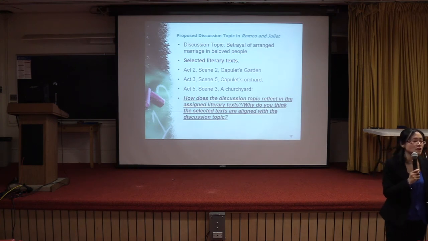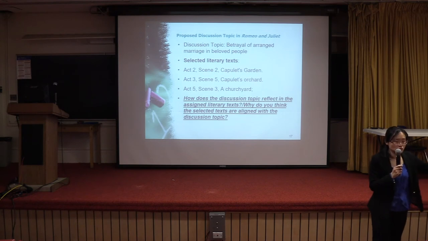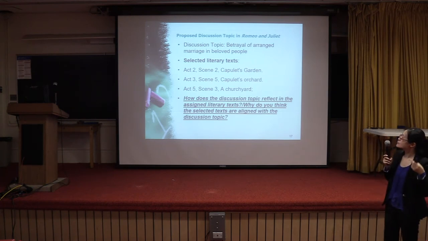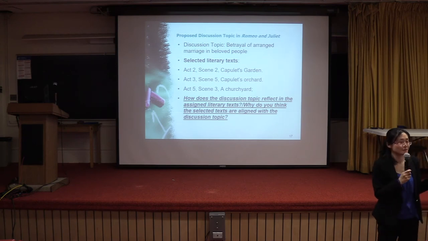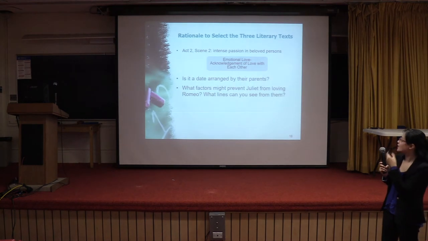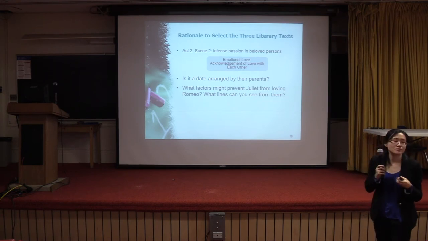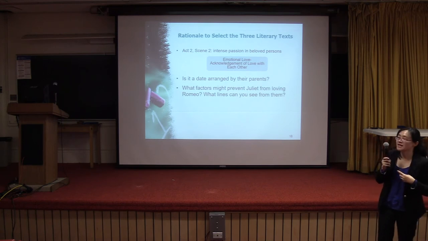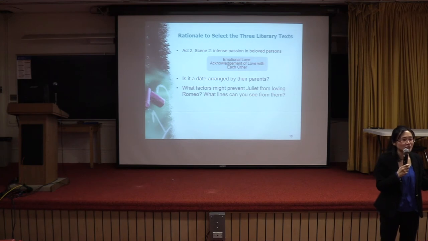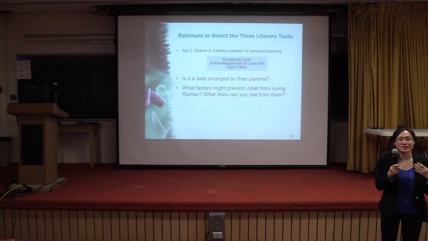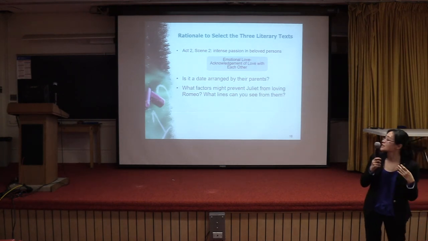If you have the chance to read them, you will find that these three acts are aligned with the common topic we have chosen, that is, the betrayal of arranged marriage in beloved ones. So let me give you a brief analysis of these three acts. The first act that I have chosen is the intense passion in beloved persons. In this act, you will find lots of emotional love between Romeo and Juliet, and they want to acknowledge deeply and loudly their love for each other.